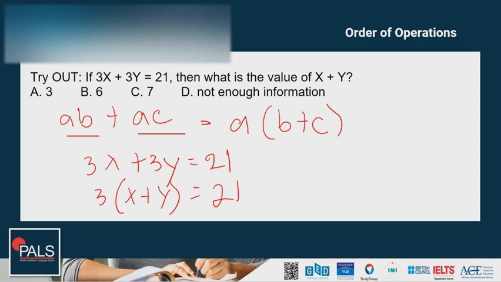You should know the answer by now, okay? Because you already know the factors of 21, because one of the factors is already given. So what is that number that when you multiply to 3, the answer is 21? So the other factor multiplied to 3 is 7. So it means x plus y is equals to 7.